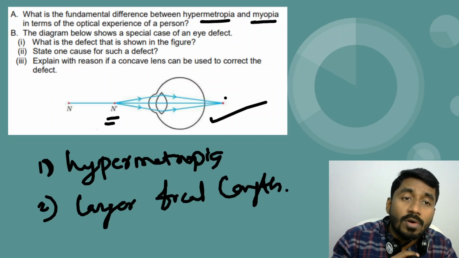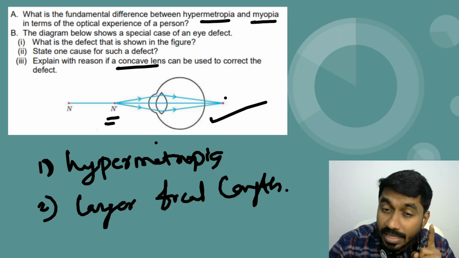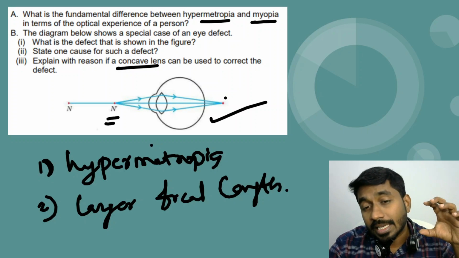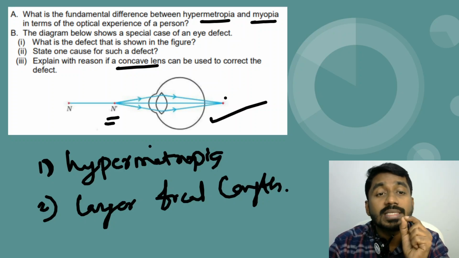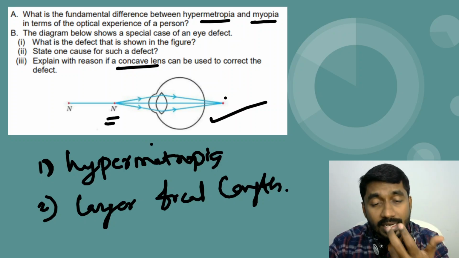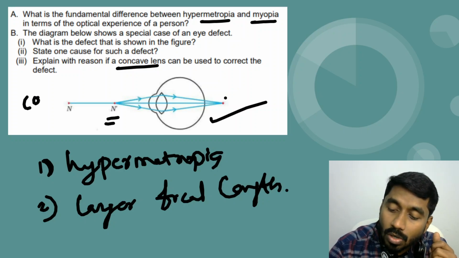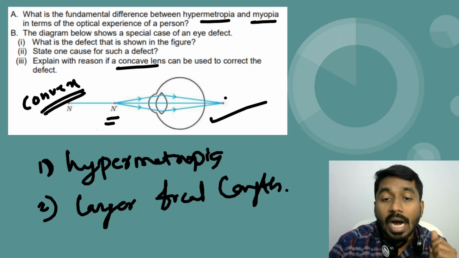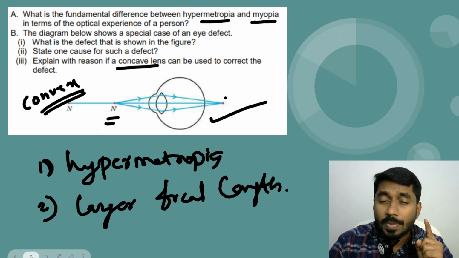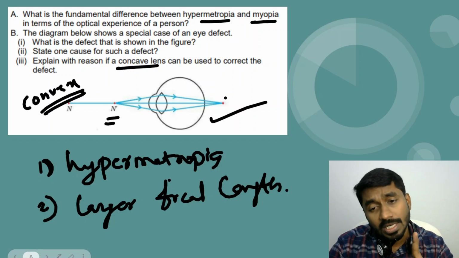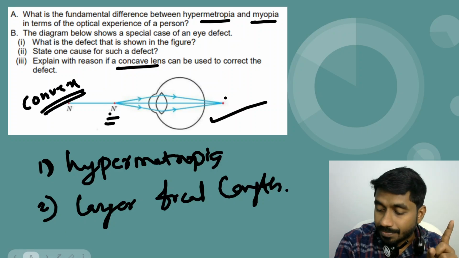Explain with reason if a concave lens can be used to correct the defect. No, a concave lens is a diverging lens. So it cannot bring the image onto the retina. So a concave lens cannot be used to correct the hypermetropic defect. So we need a convex lens to correct hypermetropia. So study that portion right now. What is myopia, what is hypermetropia, what is near point, what is power of accommodation, all those points should be very clear. Okay.